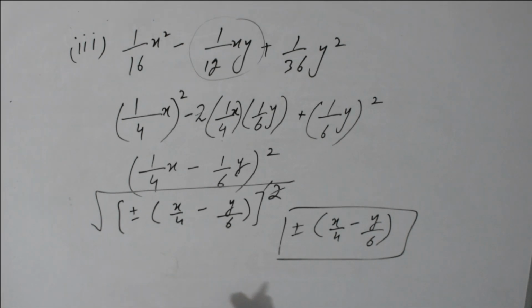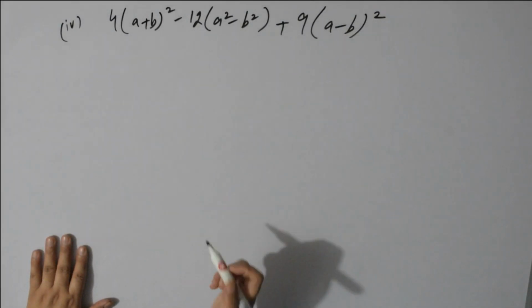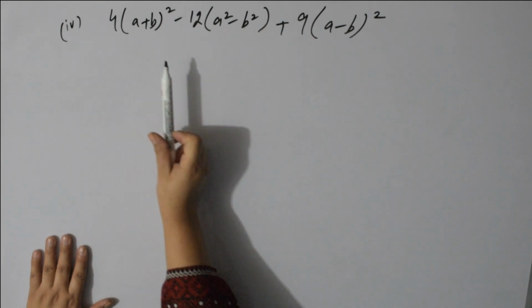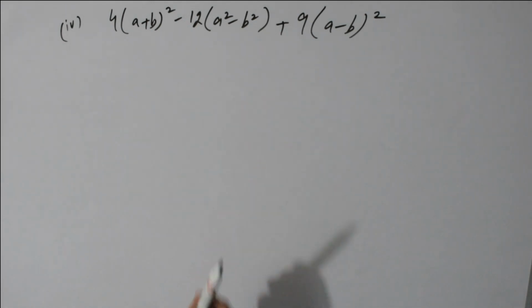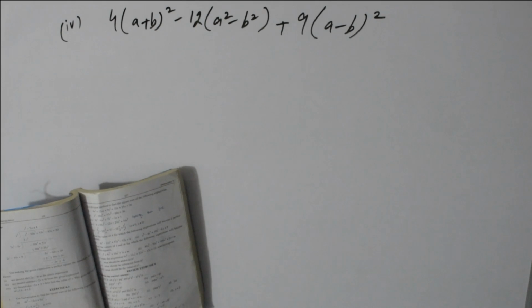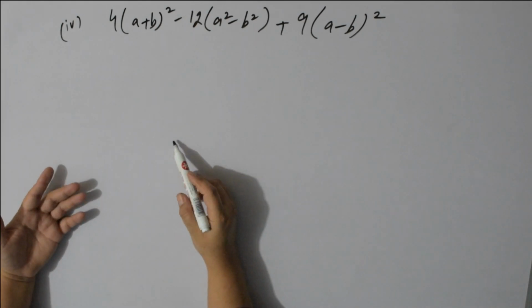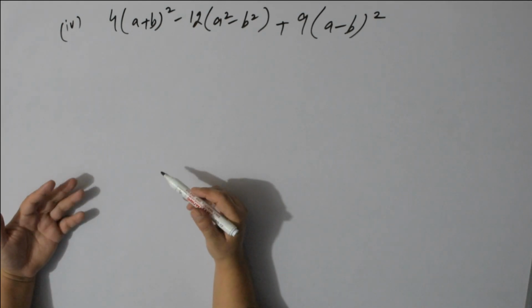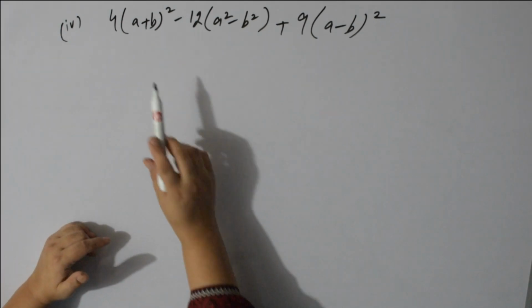Now its fourth part. 4 into a plus b whole square minus 12 into a square minus b square plus 9 into a minus b whole square. I think this is the fourth part. Yes, right. Now students, if you understand how I have done its first, second and third parts using the formula, you can very easily understand its fourth part.